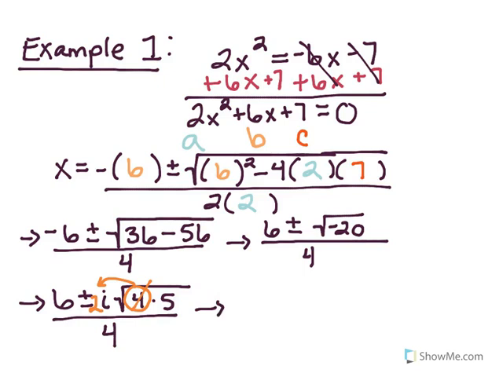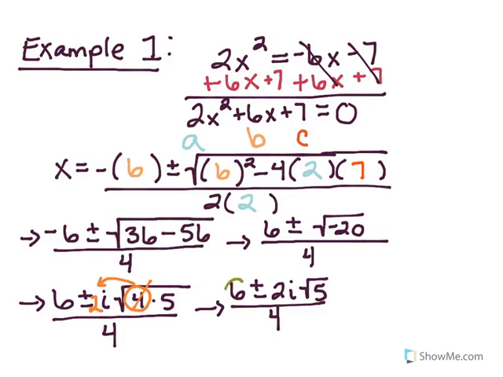So this is going to clean up quite a bit. We are going to have 6 plus or minus 2i times the square root of 5 all over 4. Now, at this point in time, you could leave your answer like this, but there are still some more things that we could do to simplify it just a little bit more.